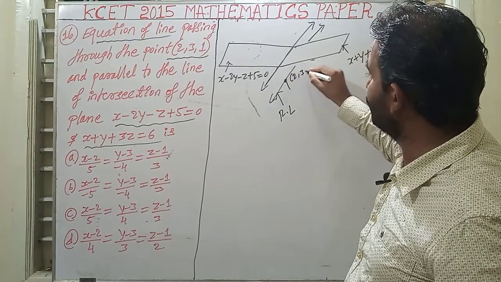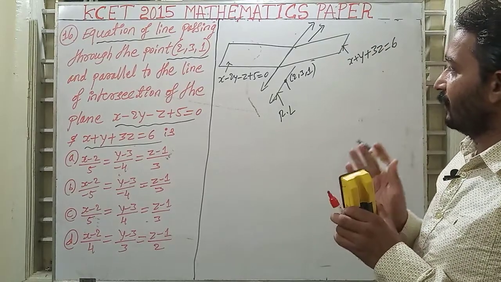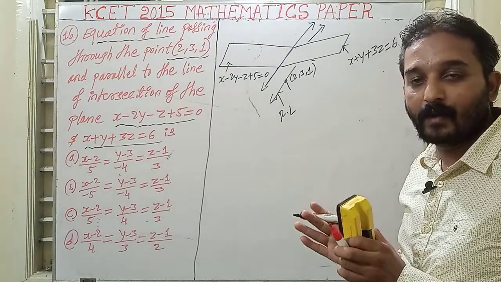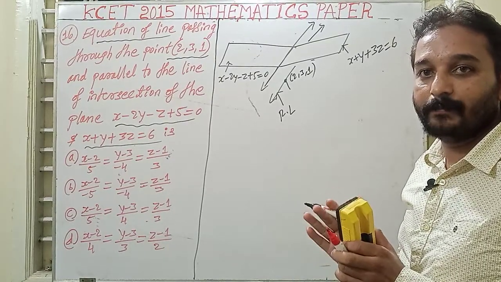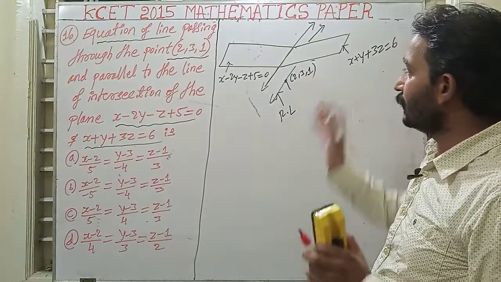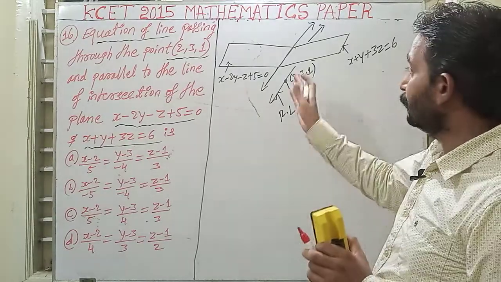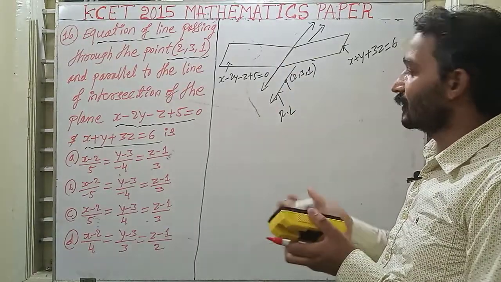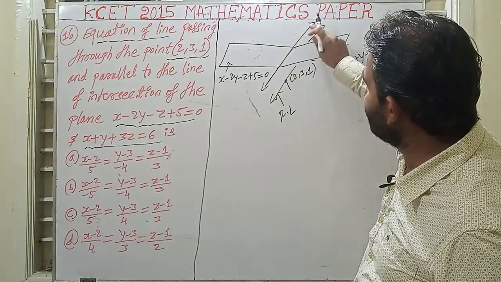We also have the required line passing through the point 2, 3, 1. So easy, we already know. If a line passes through one point and is parallel to another vector, it is of the form r is equal to a plus lambda b. A is already given, we have to find b. B means the direction ratios of the line. If two lines are parallel, their direction ratios are in the same ratio. They may be equal.